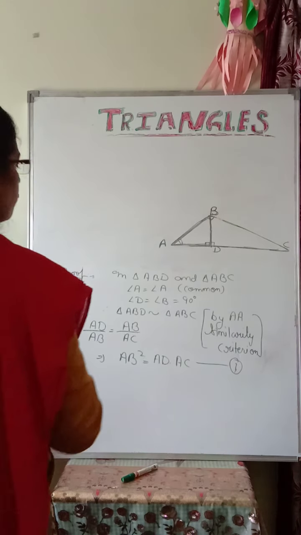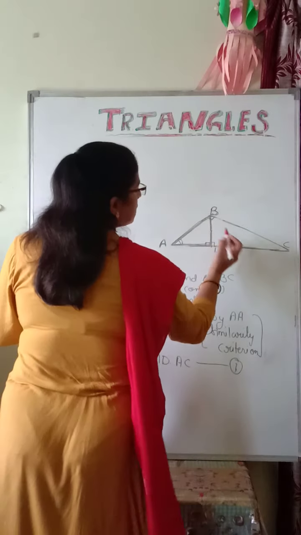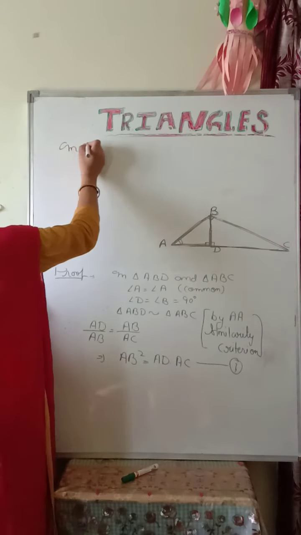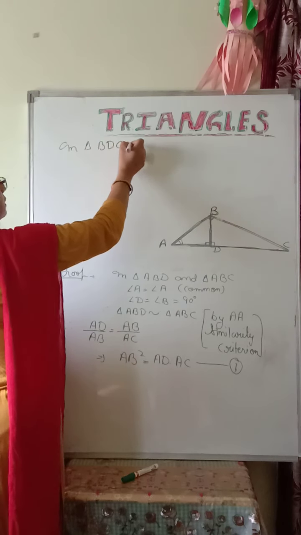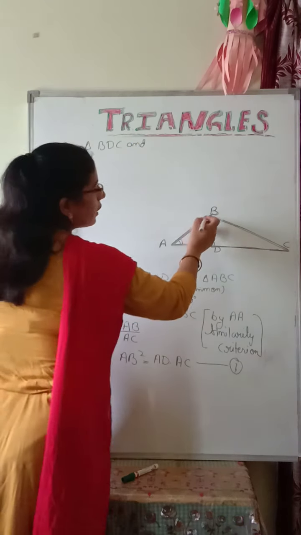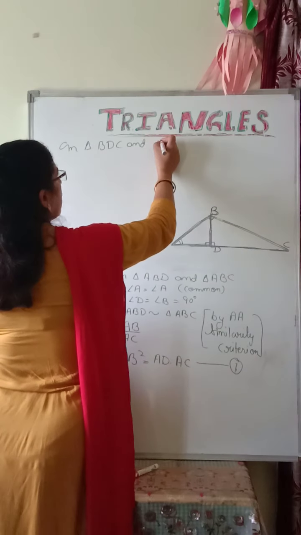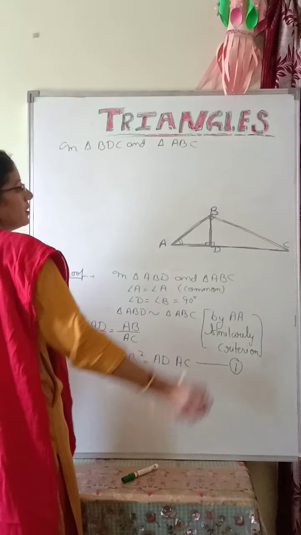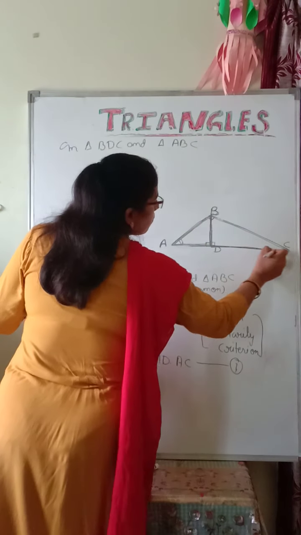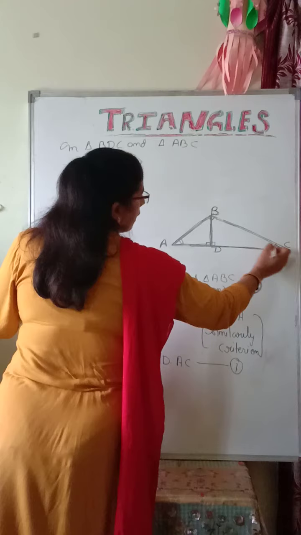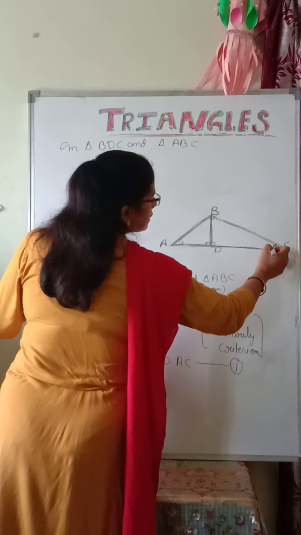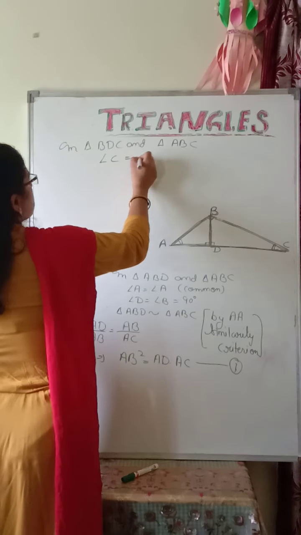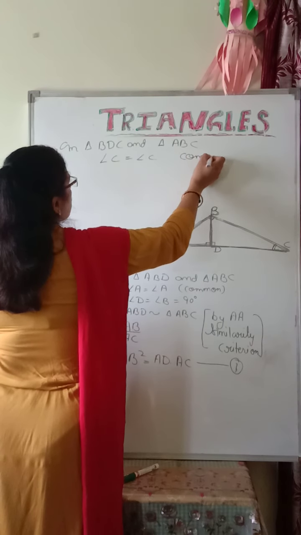So now, the second thing we can take is this triangle BDC. I'm writing triangle BDC, and again the full triangle ABC. Let us prove that these two triangles are similar. See here, in this small triangle angle C and in this big triangle angle C is there. So in both triangles angle C is common. So angle C is equal to angle C, which is common.